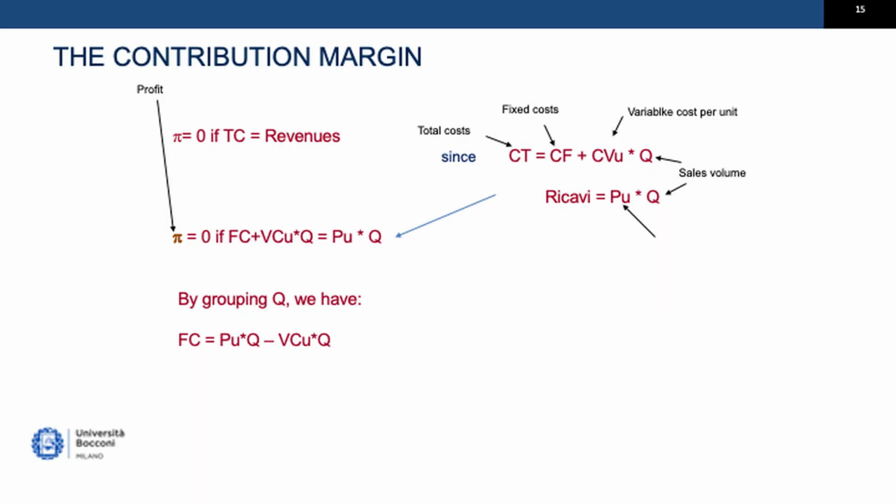How can we develop this formula? Well, if you group Q, which is what you want to estimate, you can see that Q is equal to the fixed costs divided by the price per unit minus the variable cost per unit.